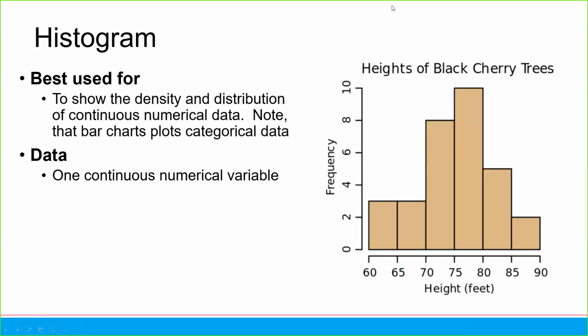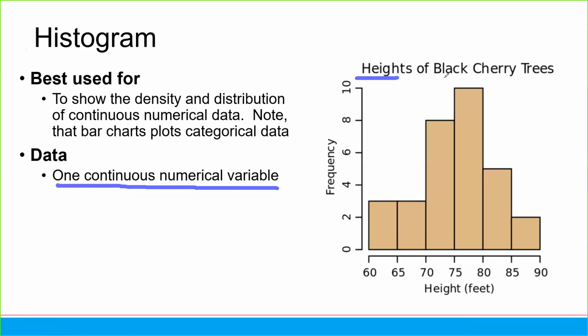With just numbers? Okay, that's good. So when we use the bar chart, usually we want to represent the categorical variables. When we use histogram, we want to represent continuous or numerical variable.